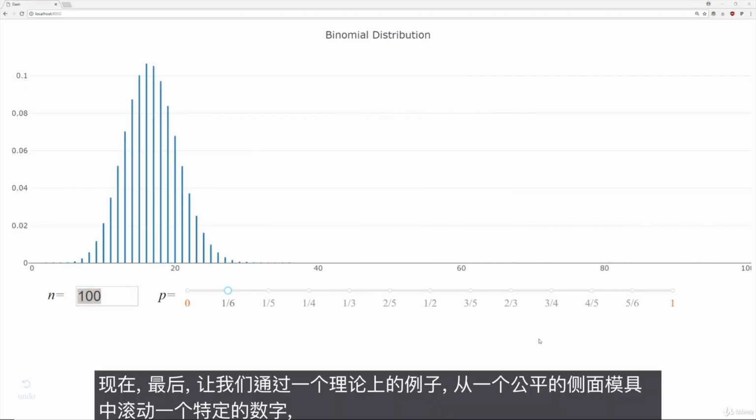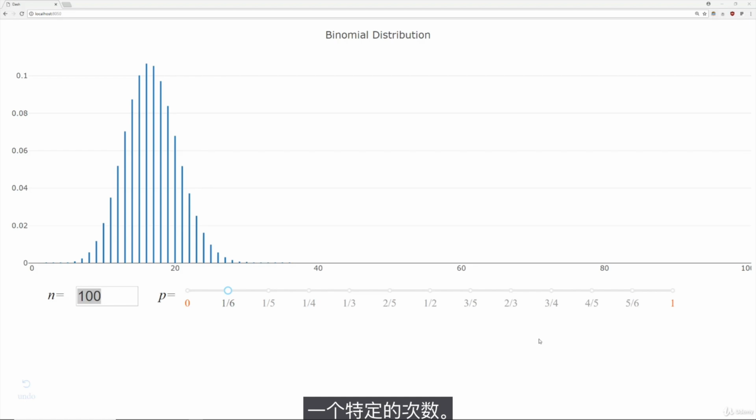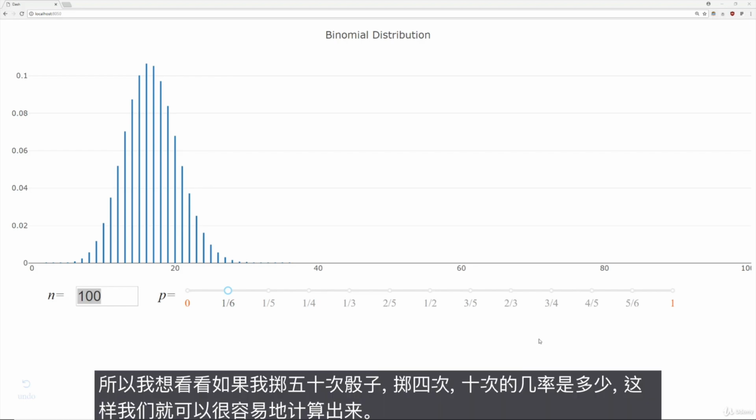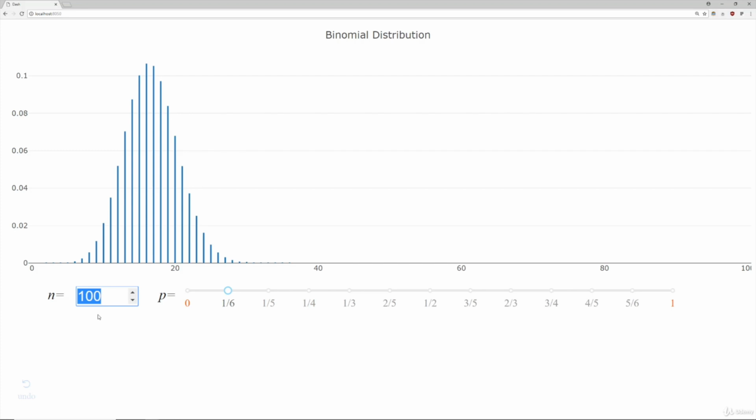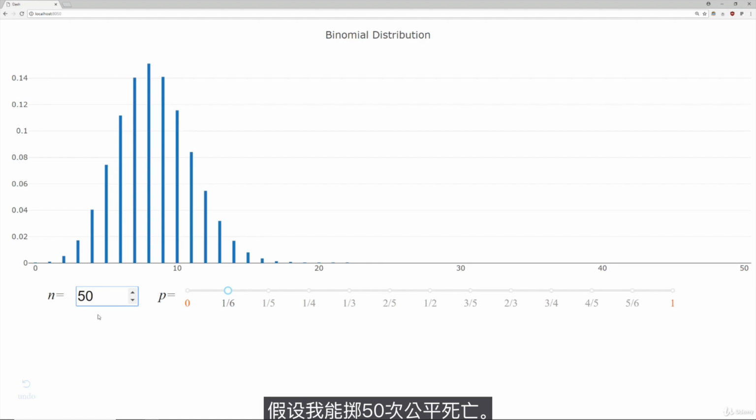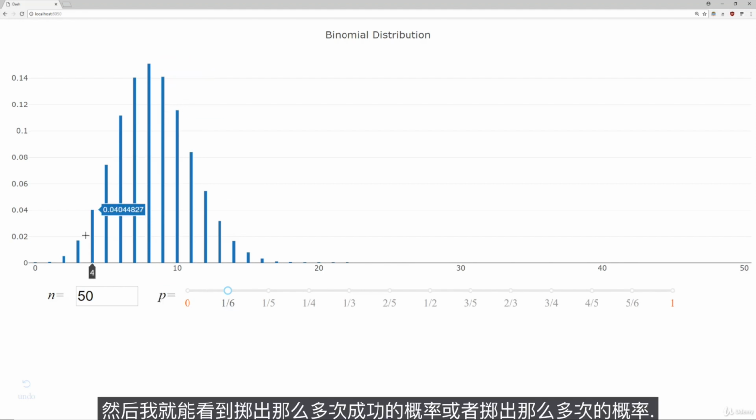So now finally, let's go through a theoretical example of rolling a specific number from a fair die a specific number of times. I wanted to see what the odds were of rolling a 4 10 times if I rolled the die 50 times. We can calculate that easily. All we do is set the number of rolls. So let's say I'm going to roll a fair die 50 times. The probability of rolling a 4 on a die any one time is 1/6, and then I can see the actual probability of rolling that many successes, or rolling any particular number that many times.